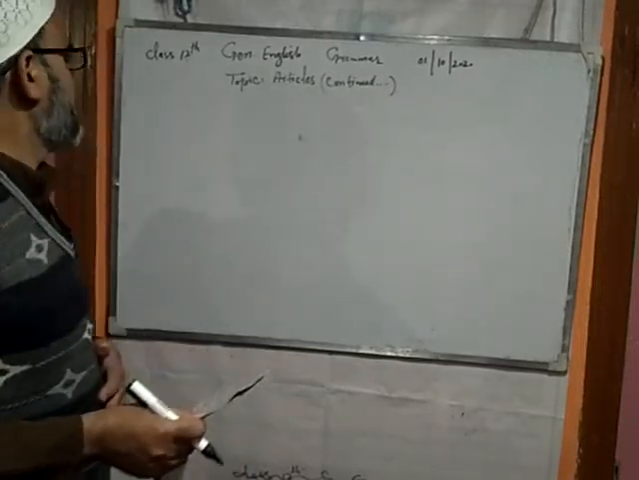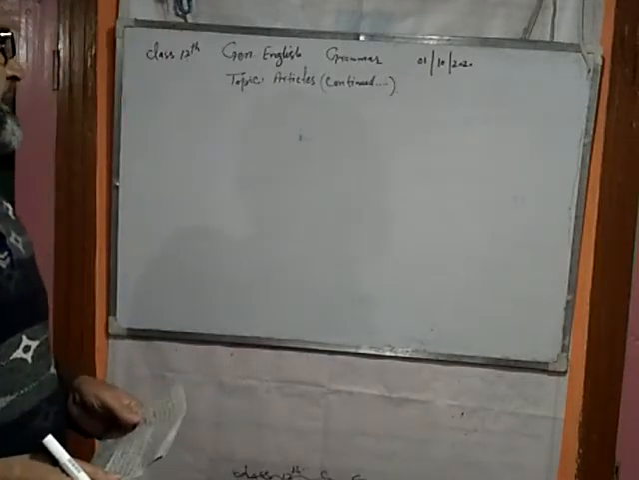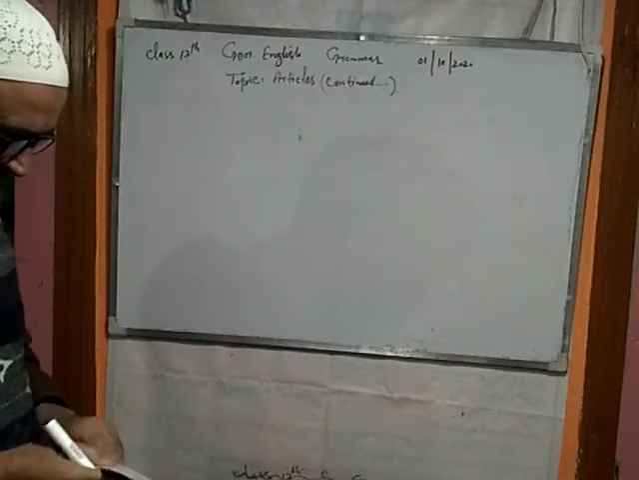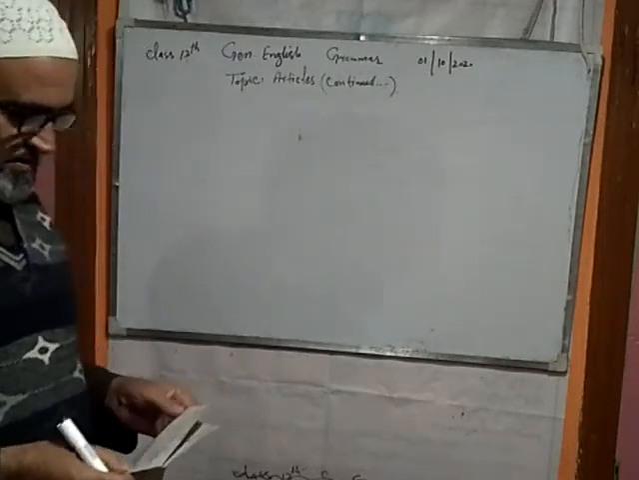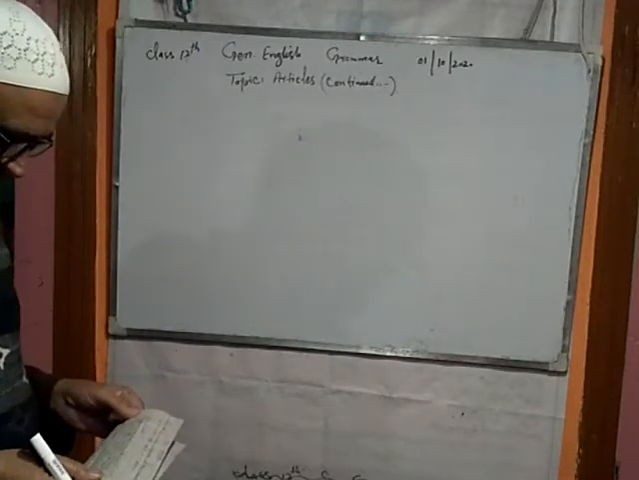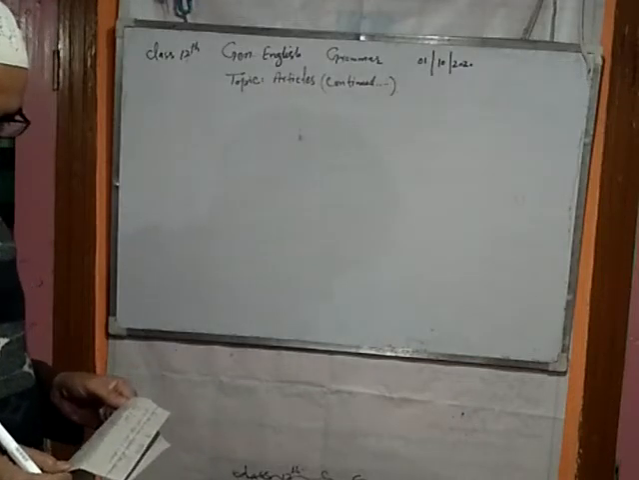Dear students of class 12, today our topic is articles, continued. You know a, an, or the, these are called articles. You also know the use of a or an depends on the sound of the word before which it is placed. An is used before a word beginning with a vowel sound.